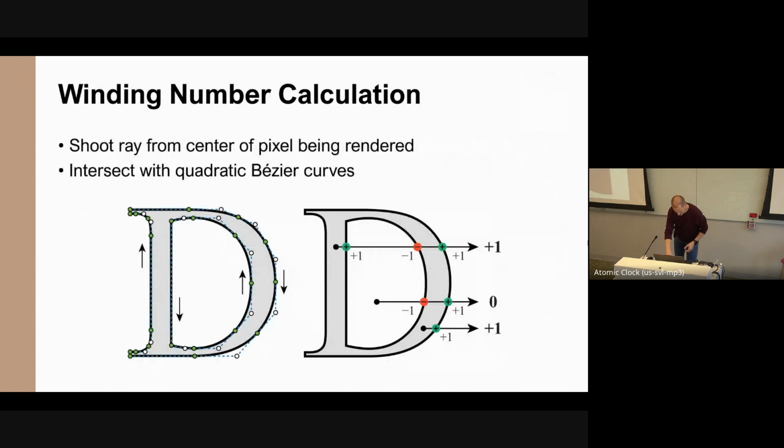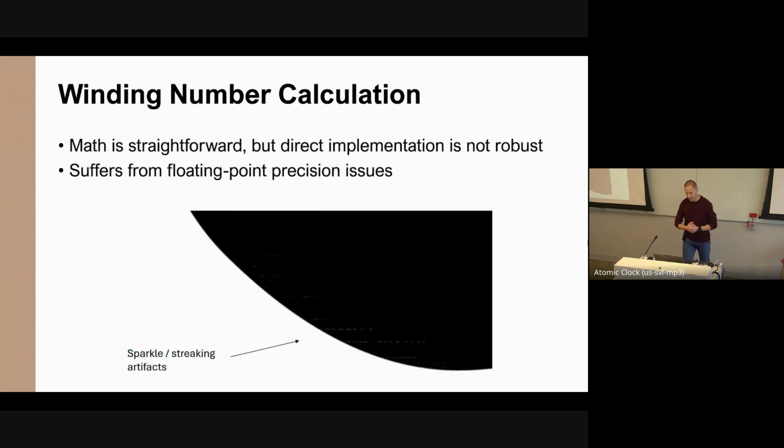All right, let me back up here. All right. Now, the math for doing this is actually very easy. It's just high school math. Most people who can code could implement this, but it suffers from floating point precision problems. If you implement that with the straightforward math, it works to a degree, but you're going to end up having problems. You can't really see it here.